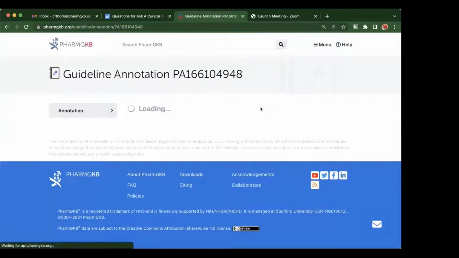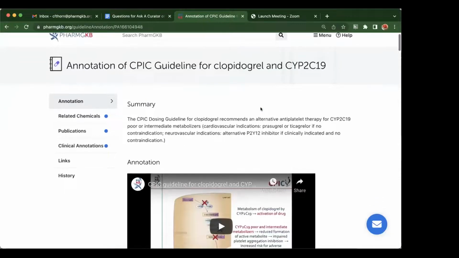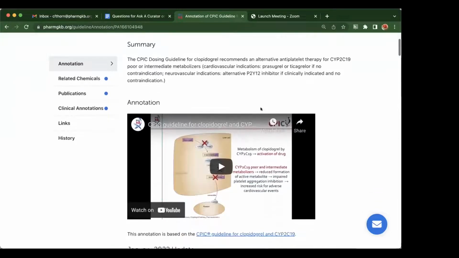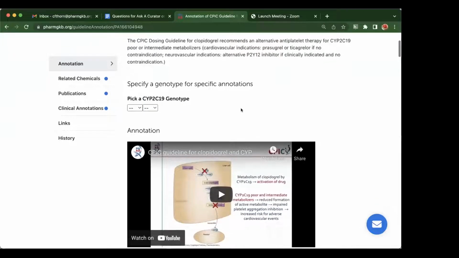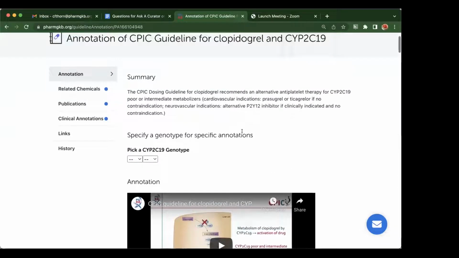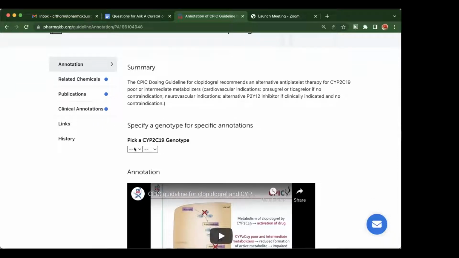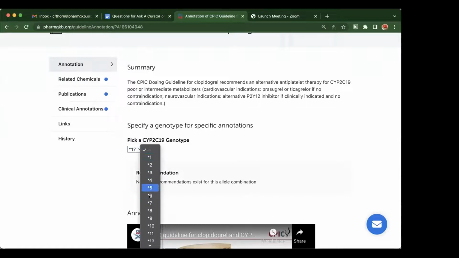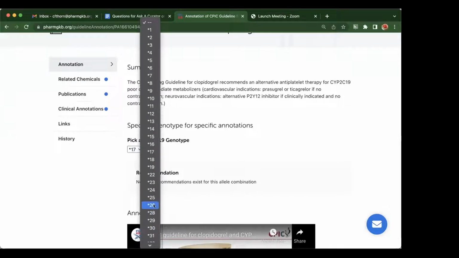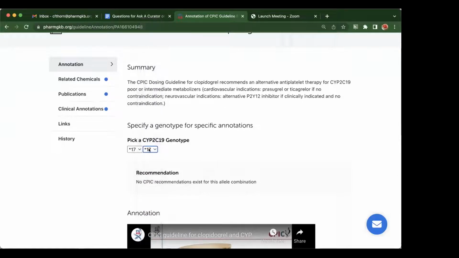So let's go and look at clopidogrel. We've got some advice here on what all this means if you're coming to one of these for the first time, and then up here, if you know what genotype you're interested in, what the recommendations are.